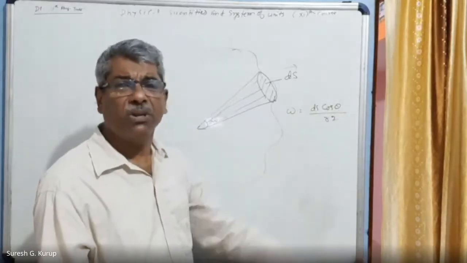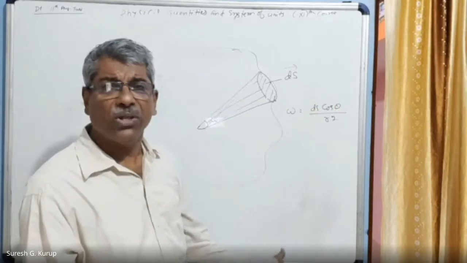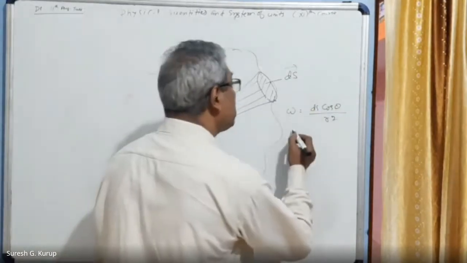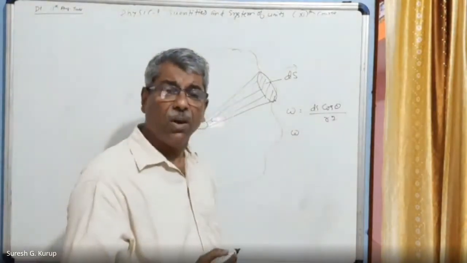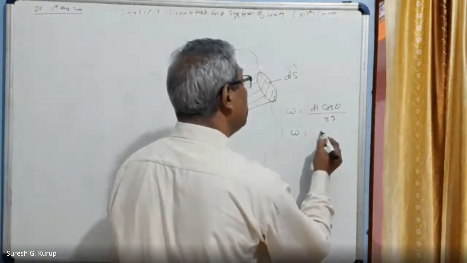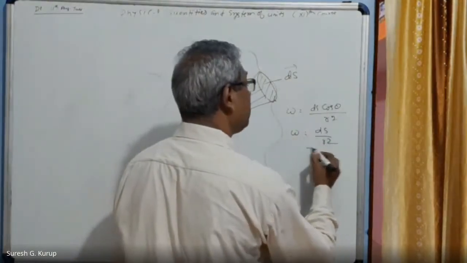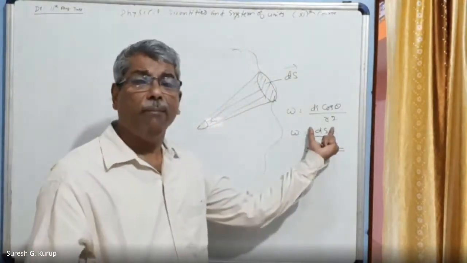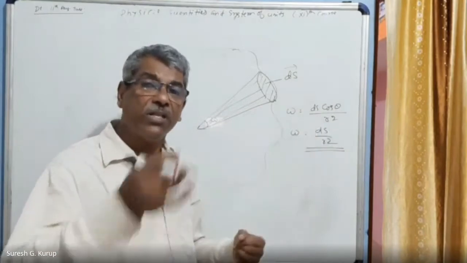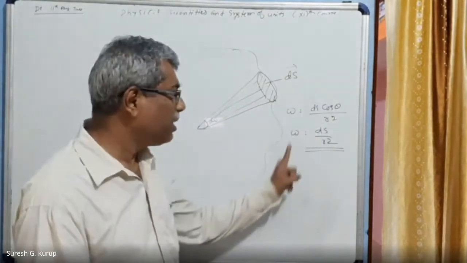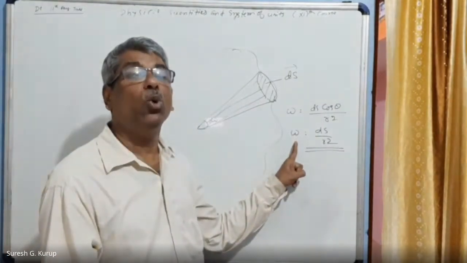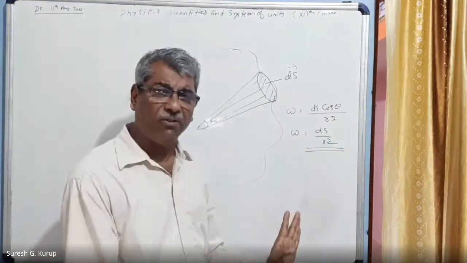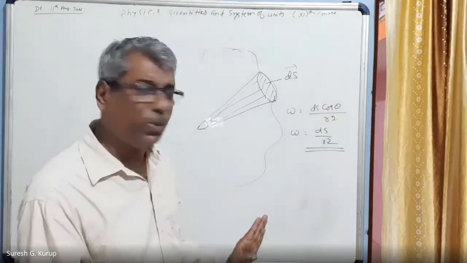This is the general expression, where theta can be equal to 0 and also can be any angle, right? When theta is equal to 0, this is a special condition. Omega is equal to ds by r square, where r is the radius and ds is the magnitude of the area which subtends the angle at the center. So omega represents a solid angle. You remember this general expression, that is only necessary for physics students.